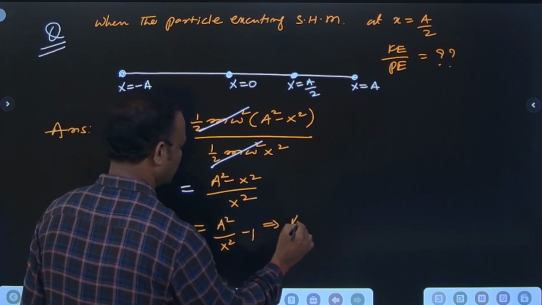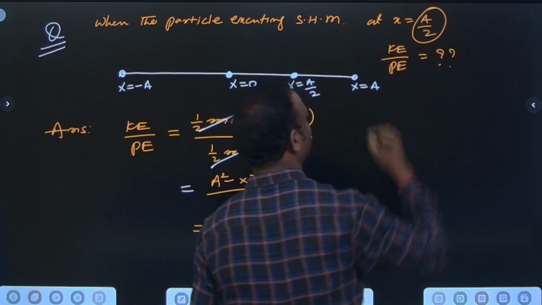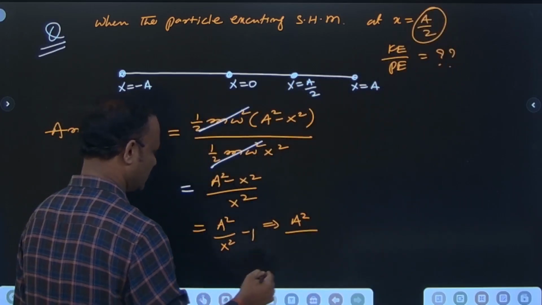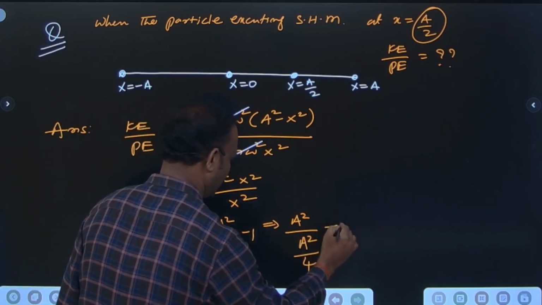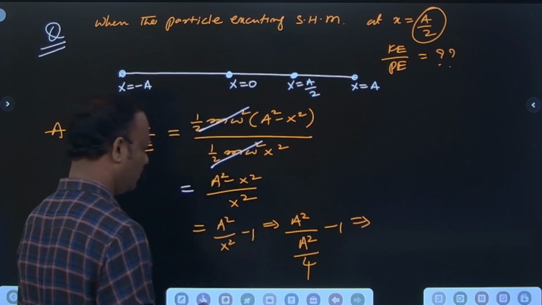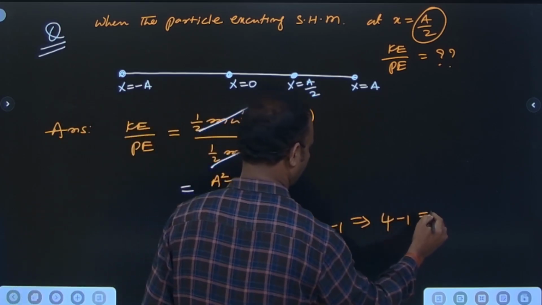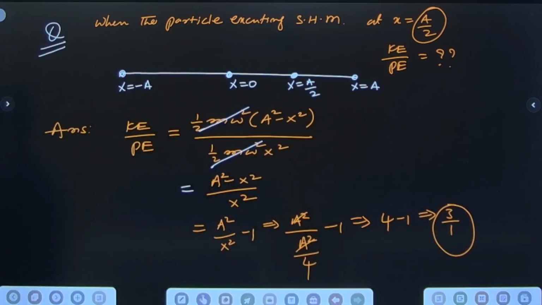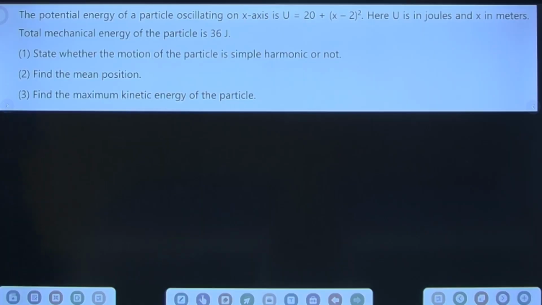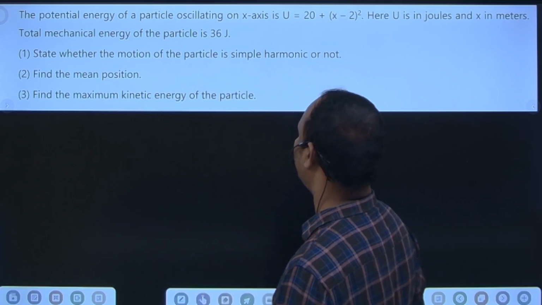Now, what is x? It is given as a by 2. So this becomes a square by a square by 4, minus 1, which is 4 minus 1. A square cancels, giving 4 minus 1, which equals 3. So the ratio is 3:1. Yes, this is the question based on the potential energy of a particle.